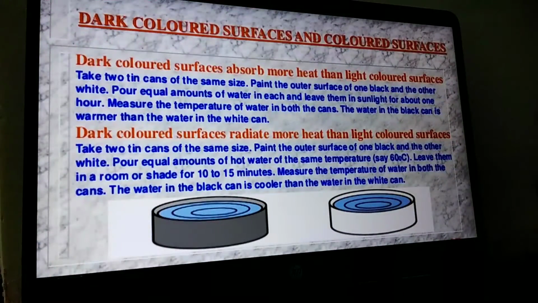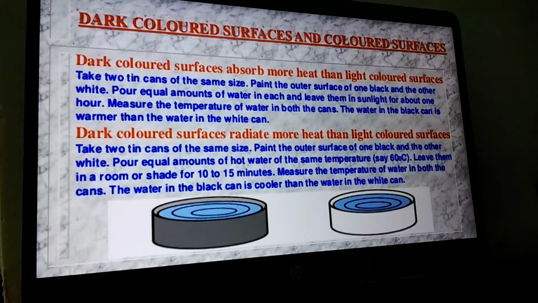Namaste children. Till now we have seen the modes of heat transfer, that is conduction, convection and radiation. In the process of radiation, heat is transferred from a hotter body to a colder body without heating the medium. So we receive the sun's energy by radiation. Another interesting fact about radiation is that the amount of heat radiation absorbed by a body depends upon the color of the body. Dark and black colored objects are better heat absorbers than light color objects.